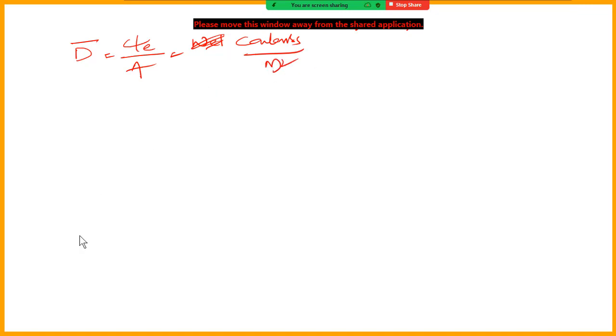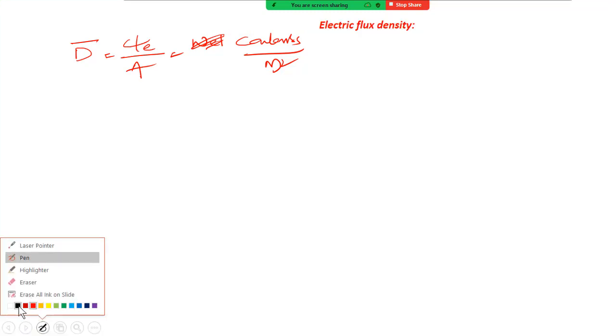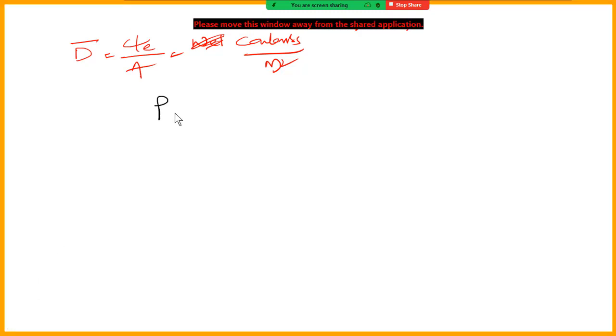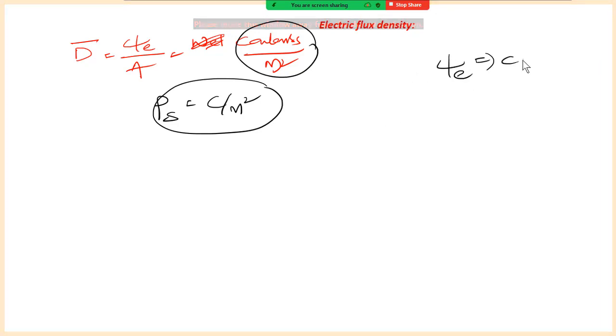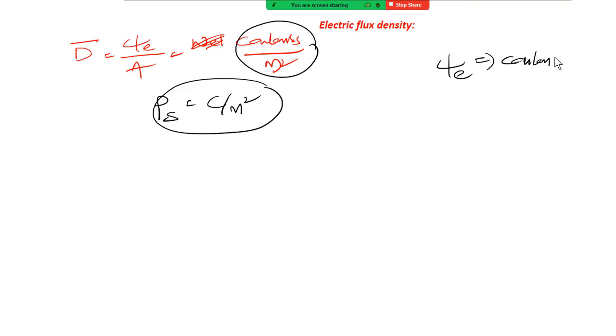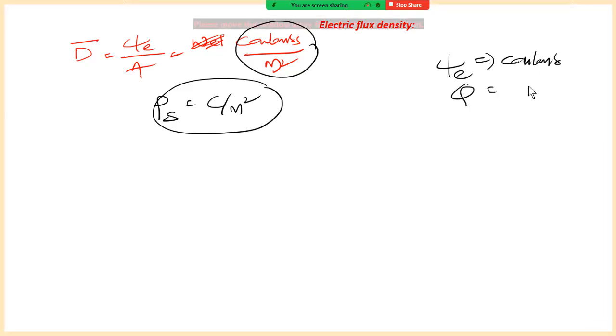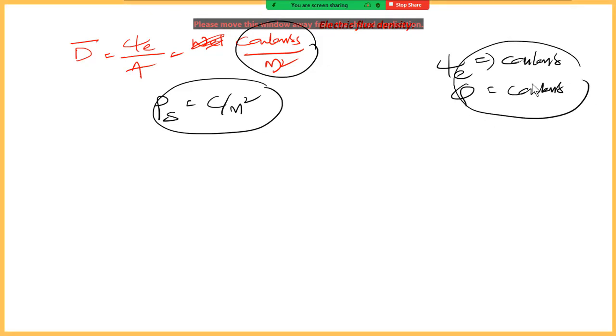And if you recall your surface charge density, it is also coulombs per meter square only. So we have the same units for these two. And as I said, electric flux is measured in coulombs. Charge is also measured in coulombs, and these two also have the same units. D bar and rho s also have the same units.